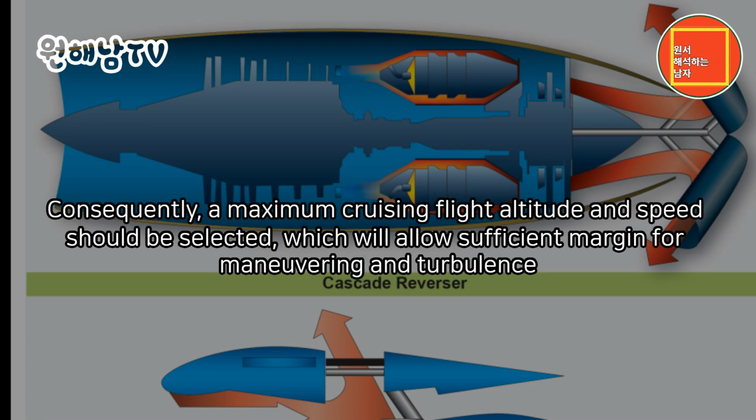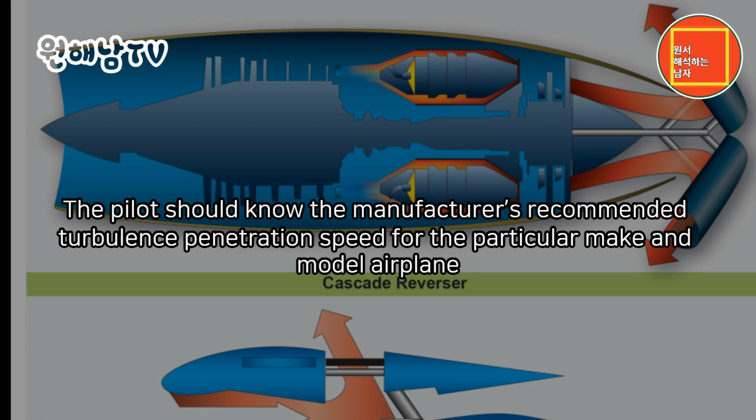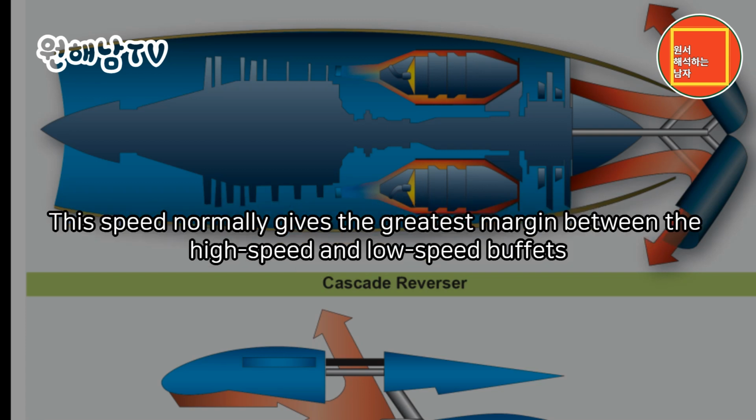Consequently, a maximum cruising flight altitude and speed should be selected, which will allow sufficient margin for maneuvering and turbulence. The pilot should know the manufacturer's recommended turbulence penetration speed for the particular make and model airplane. This speed normally gives the greatest margin between the high-speed and low-speed buffets.